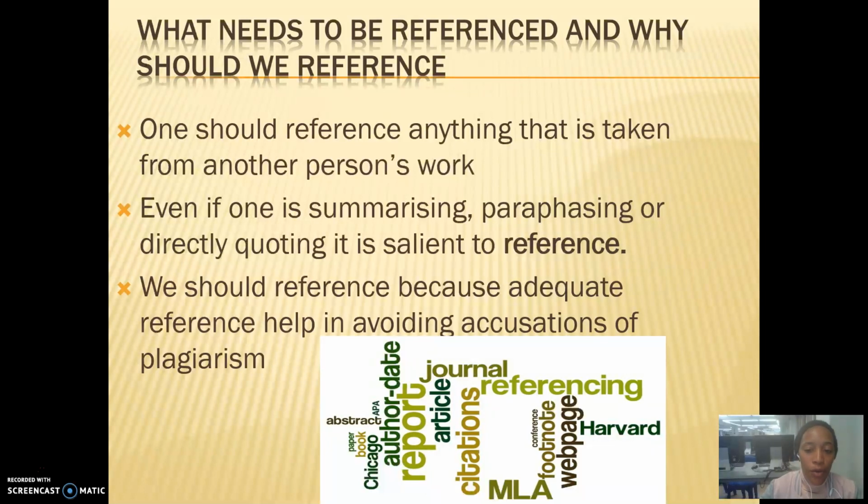So even if you get the information and then you paraphrase it, or you summarize it, or directly quote it, you have to reference so that you show us that this is not your own work but someone else's work. So if we reference adequately, this will help us in avoiding accusations of plagiarism. As you have seen, plagiarism is a very serious case because you can be expelled from the institution, or rather the university, if you have plagiarized.